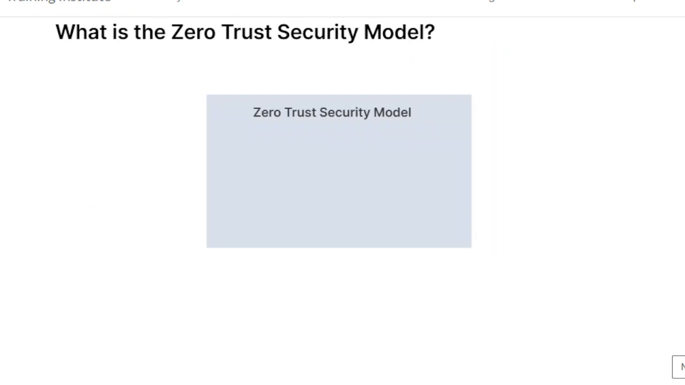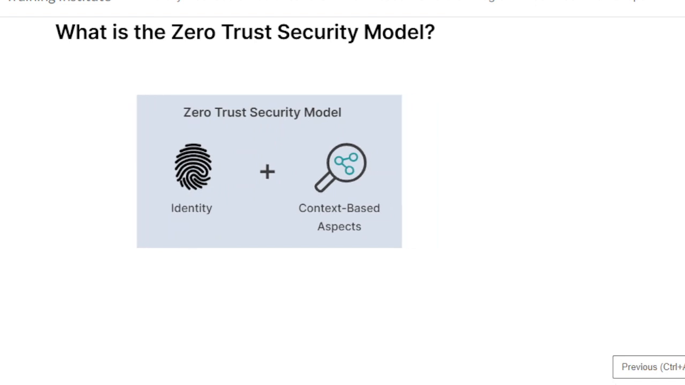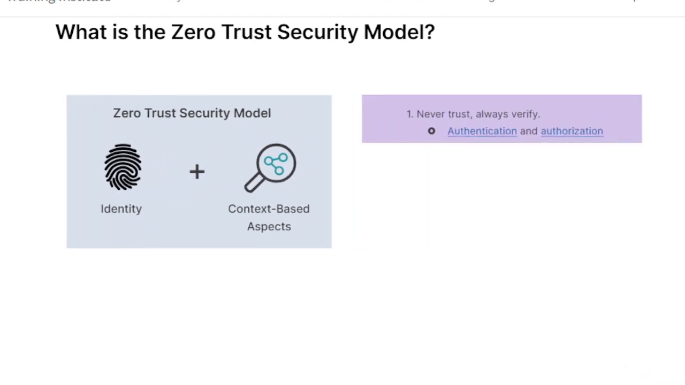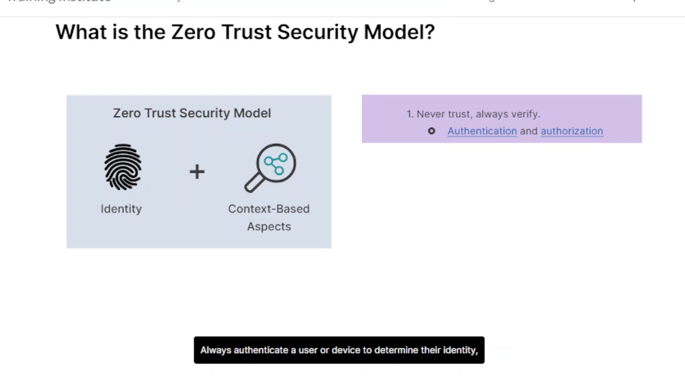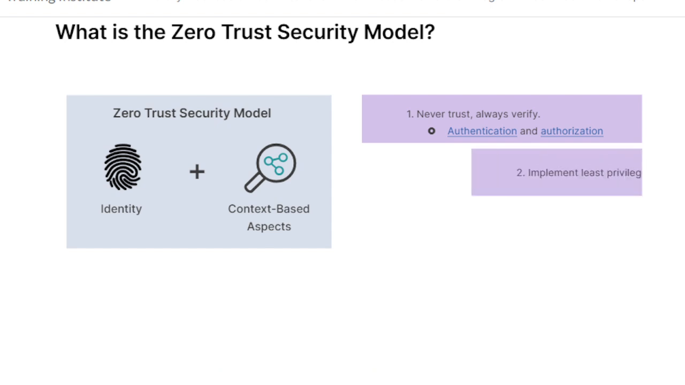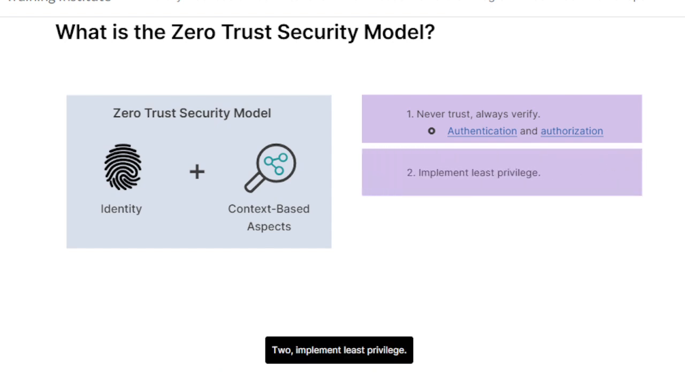The concept behind the zero trust security model is that trust must be explicitly derived from a mix of identity-based and context-based aspects. Zero trust is not a single product or service that you can buy. Rather, it is a security concept or strategy that has 3 core principles. 1. Never trust a user or device. Always authenticate a user or device to determine their identity and verify what resources the user or device is authorized to access. 2. Implement least privilege.